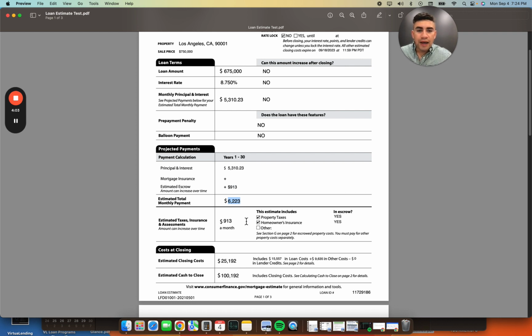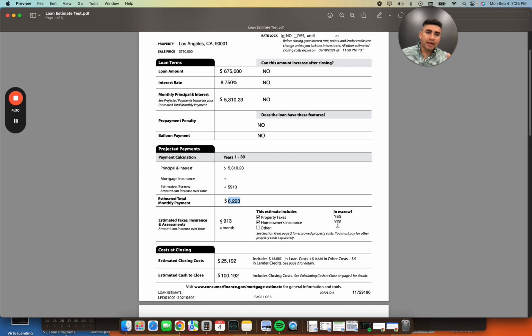Now, moving forward, this section here gives a little bit more detail into your escrow or impound account. It's going to tell you what's included in that impound account. In this case, we have property taxes and homeowners insurance. They're both checked and they are both in the escrow.